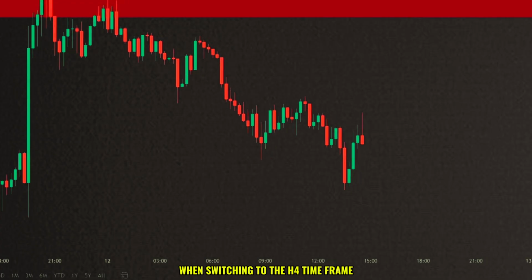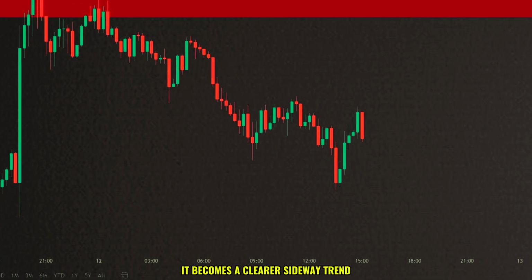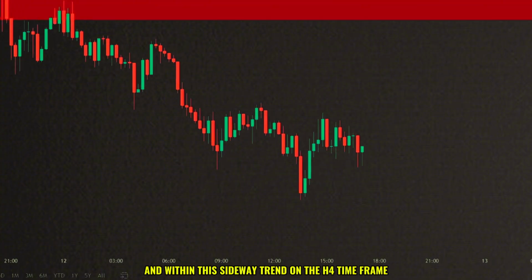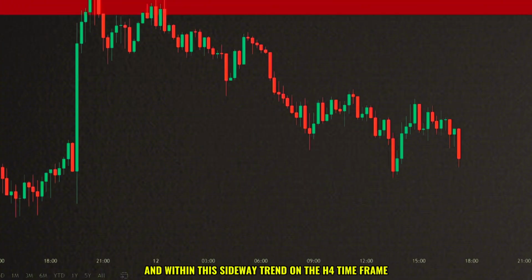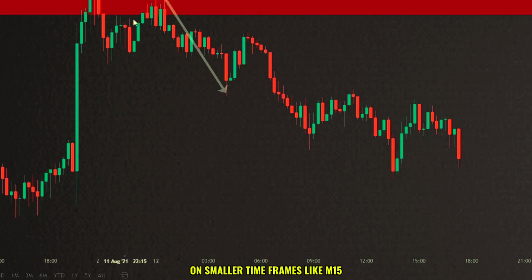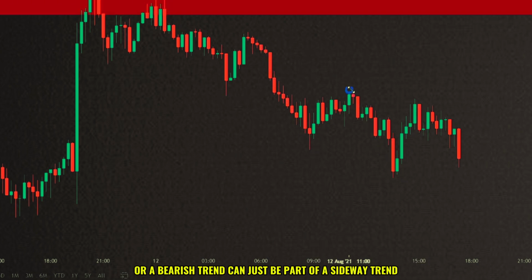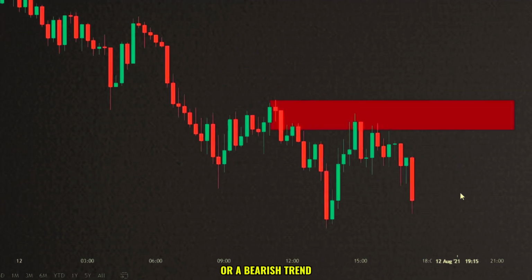However, when switching to the H4 time frame, it becomes a clearer sideways trend where we can draw these 2 zones. And within this sideways trend on the H4 time frame, there appear bullish or bearish structures on smaller time frames like M15. Thus, a bullish trend or a bearish trend can just be part of a sideways trend, or even a sideways trend can be part of a bullish trend or a bearish trend.